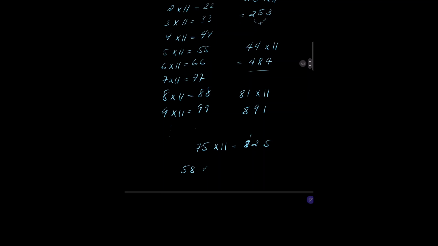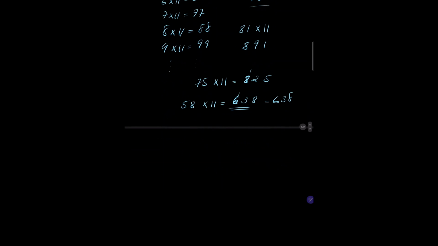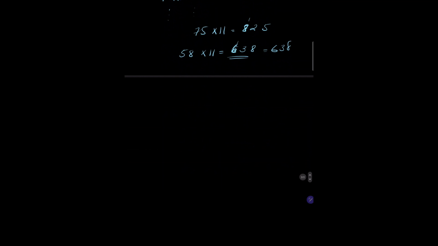One more example. Say 58 times 11. Write the 5. Write the 8. 8 plus 5 is 13. Write the 3 here. Add the 1 to the 5. That gives us 6. So the answer is 638.